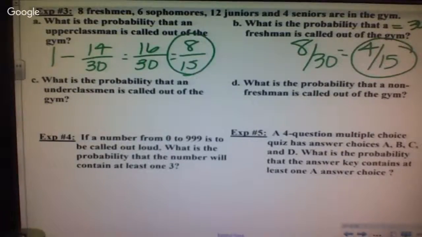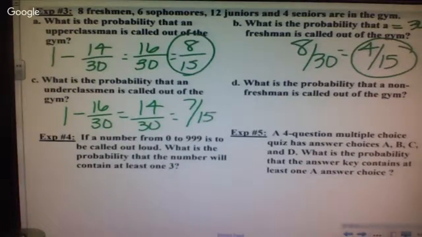What's the probability that an underclassman is called out of the gym? It would be the first one backwards. So 1 minus the upperclassman gives me the underclassman, or 7 out of 15.